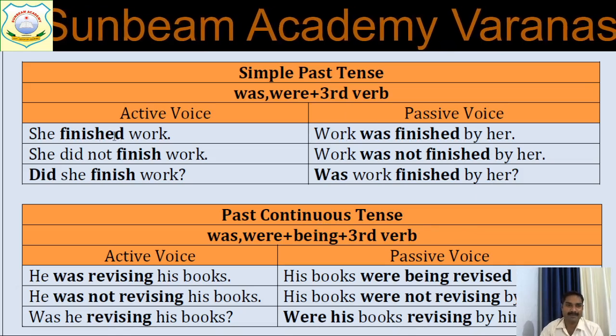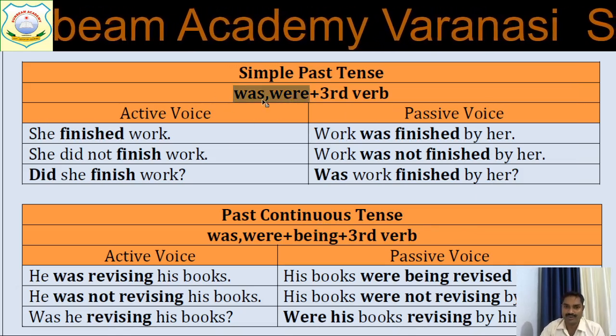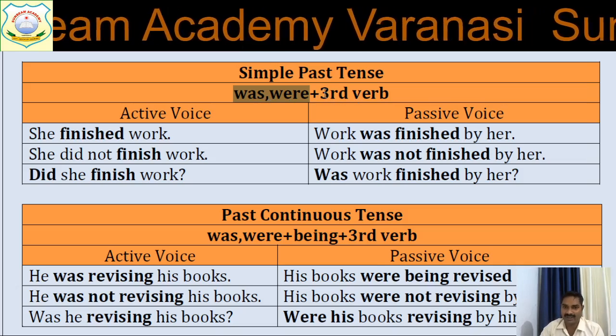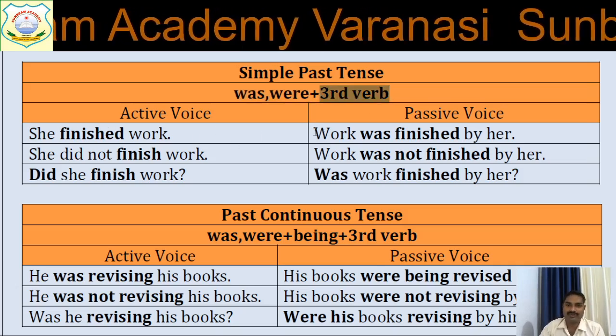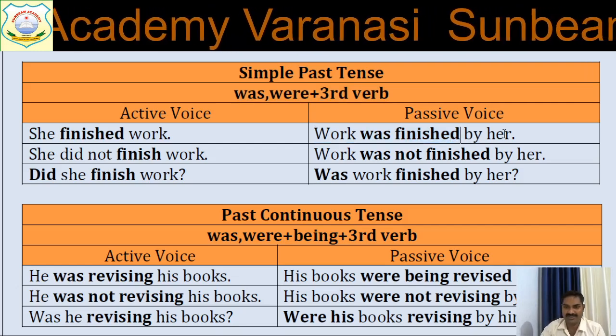Okay. Next is simple past. She finished work. So here there are only two helping verbs that you make use of, was and were, and the third form of the verb. And so you will write work was finished. The main verb will always be in third form.